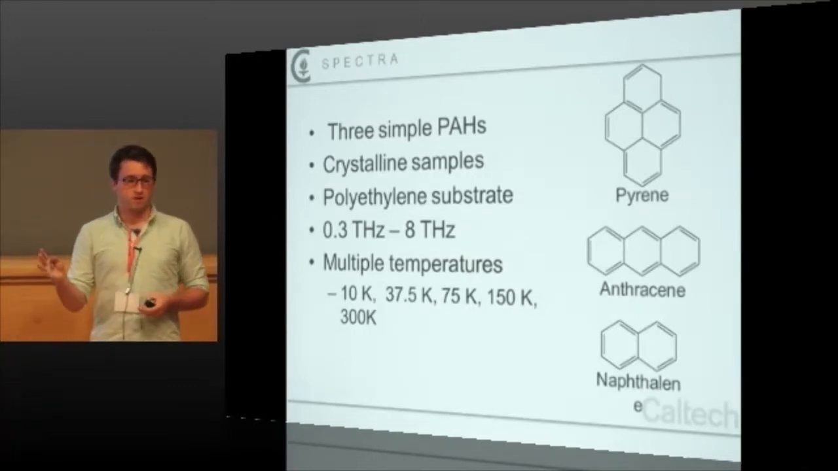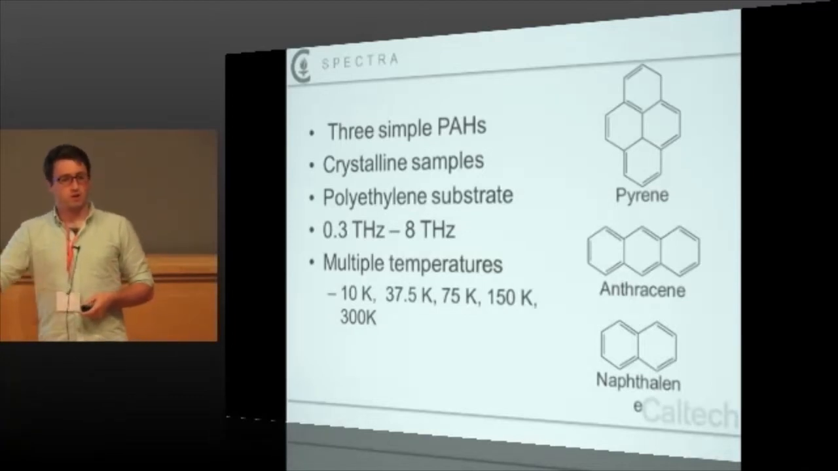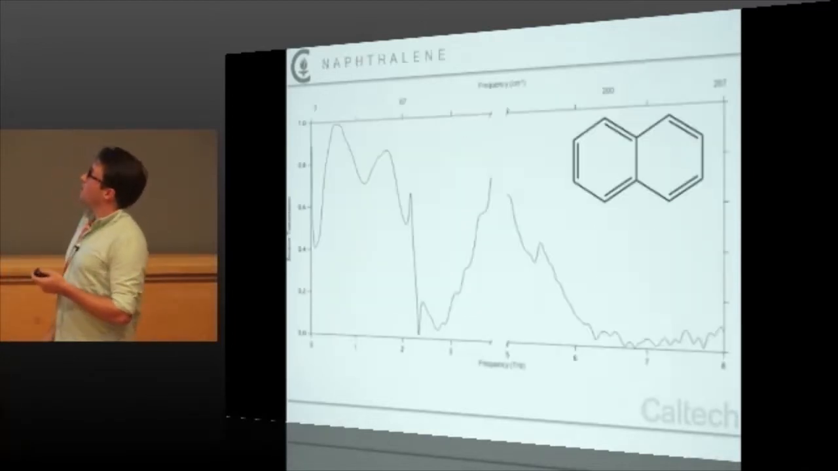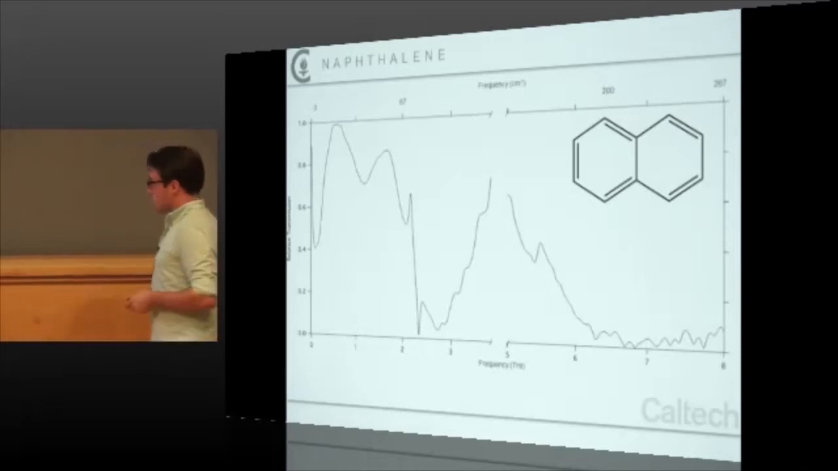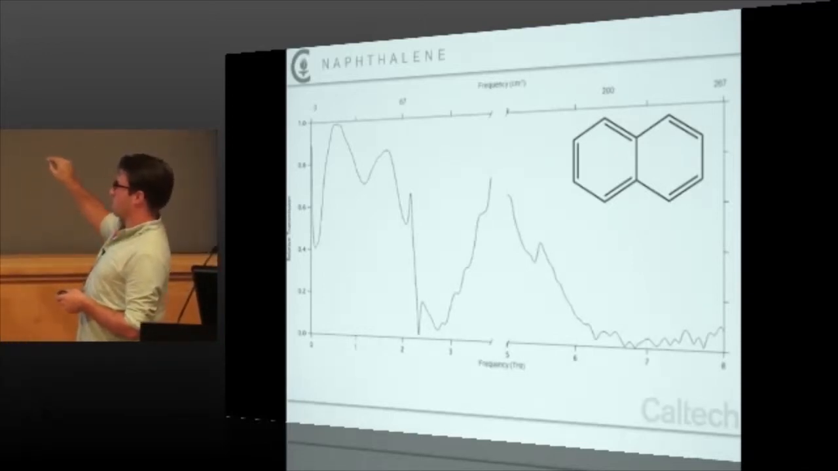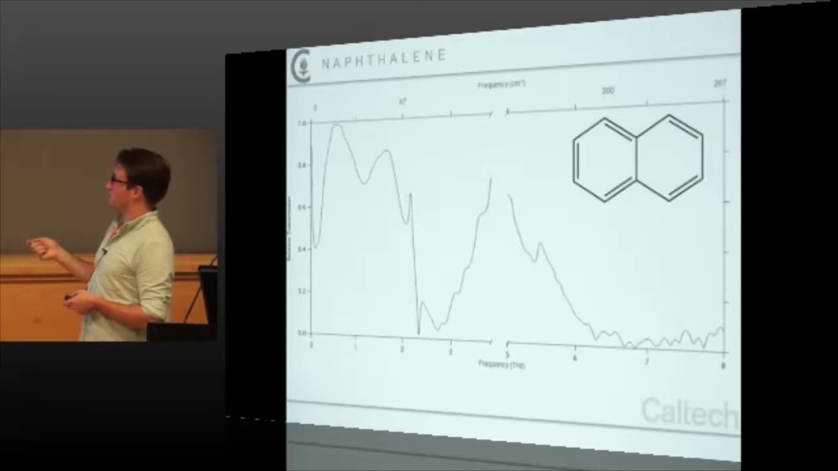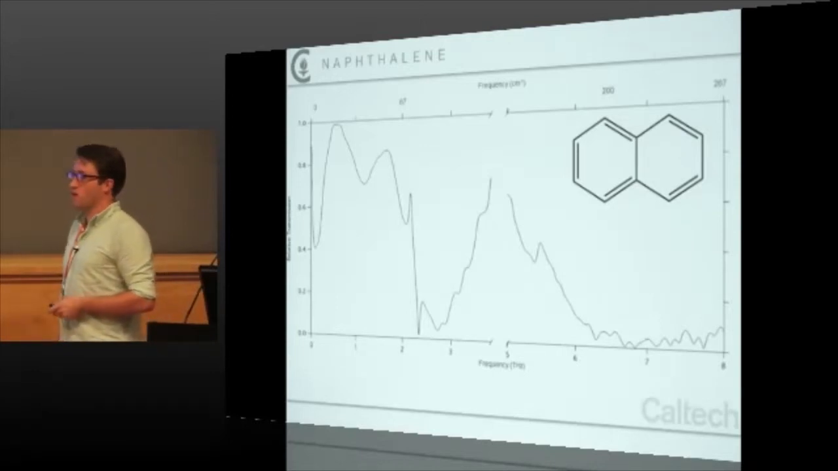So what we do is we place the samples in a cold head and just tune the temperature and take spectra at each individual temperature. So we went and did this. First, this is our spectra for naphthalene. This right here is actually a polyethylene resonance we can't get rid of, but for this run, it was actually kind of rough.